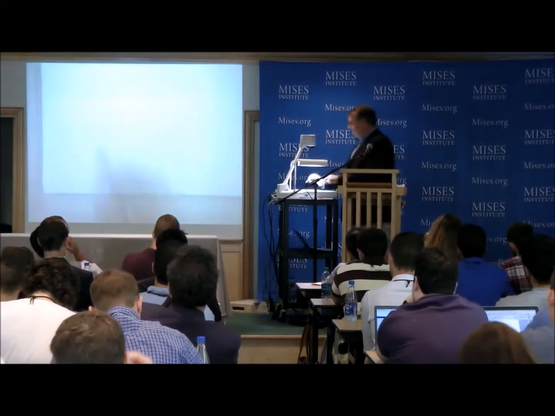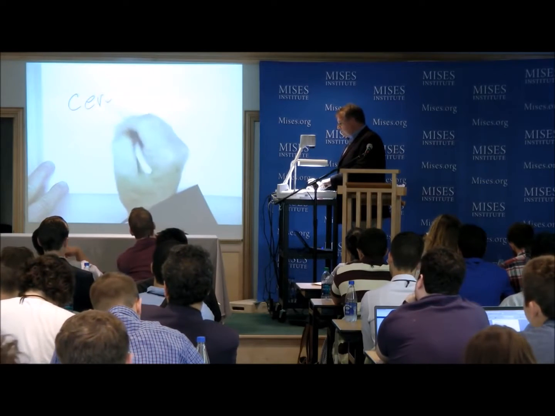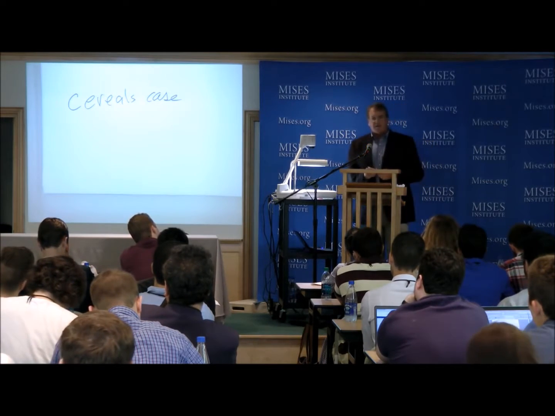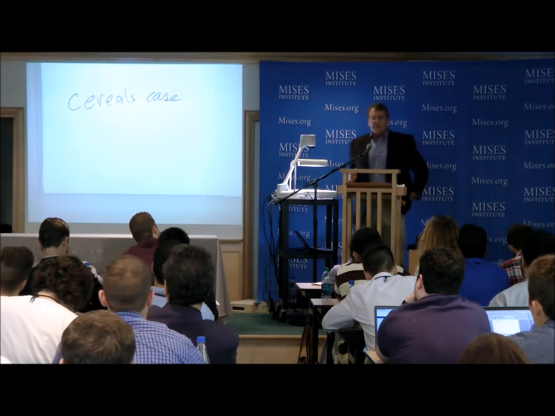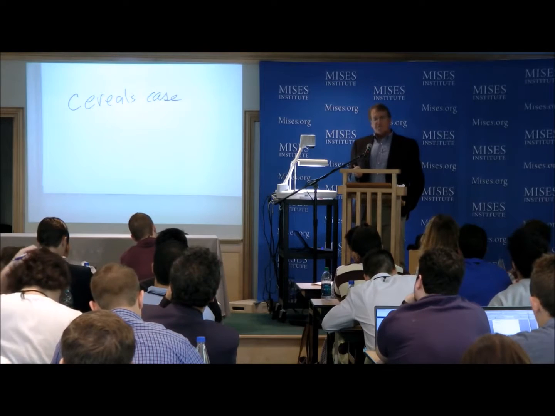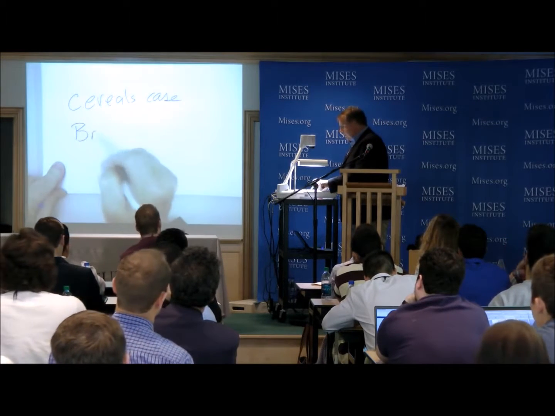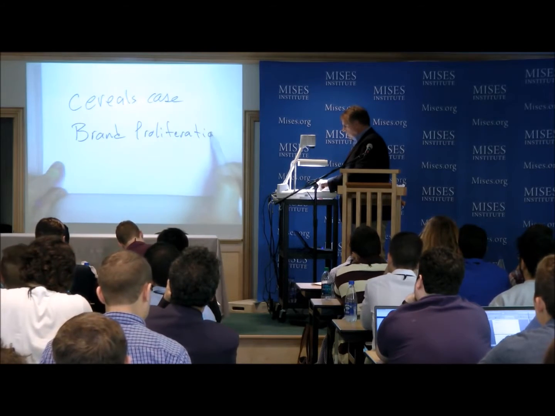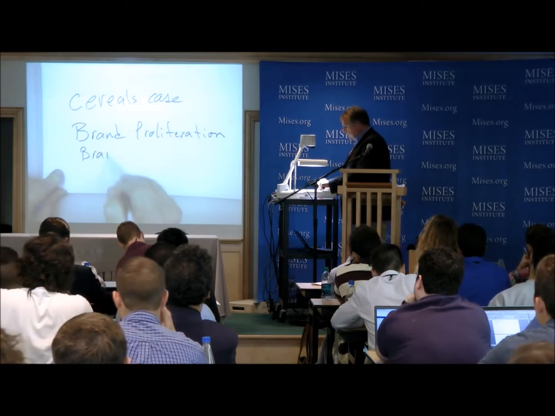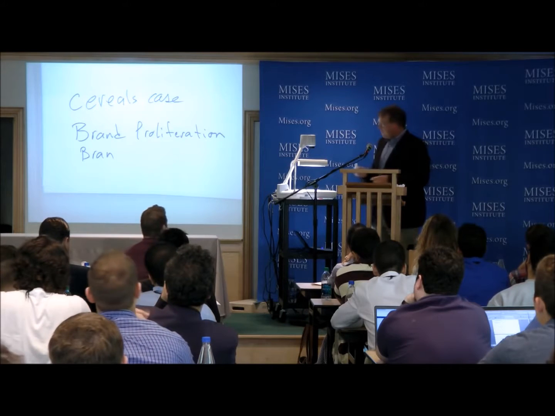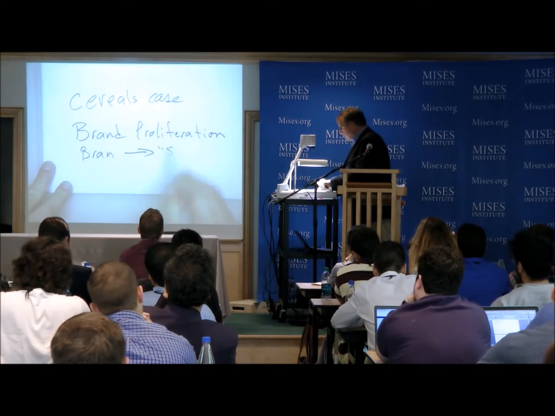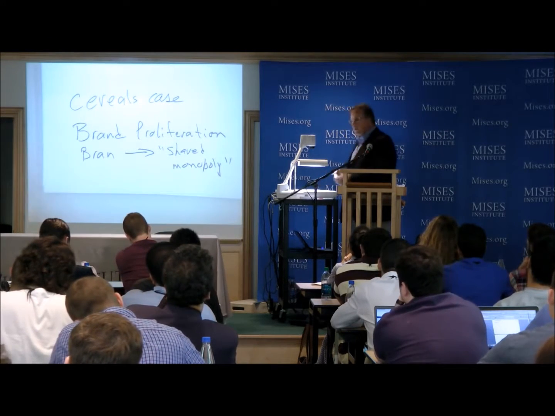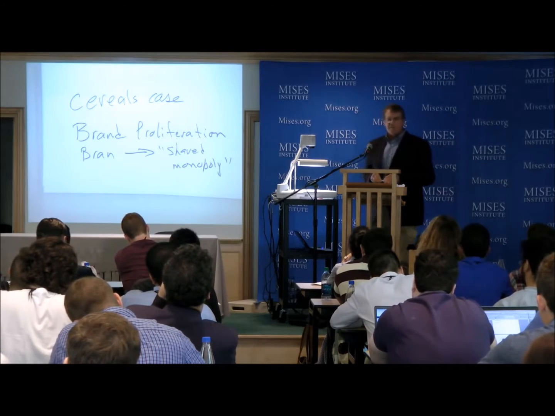In the antitrust area, there's a famous antitrust case that's known as the cereals case. This was in the late 1970s and early 80s, where the Federal Trade Commission sued General Mills, Kellogg's, and General Foods for what they said was brand proliferation. And they claimed that created a shared monopoly. So it wasn't a regular monopoly, it was a shared monopoly by these three big companies, so the government said.